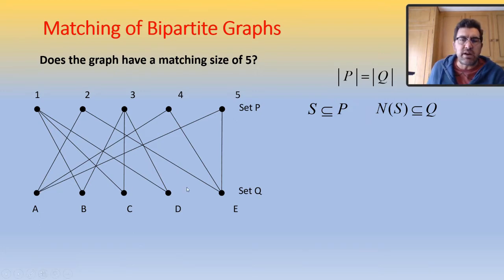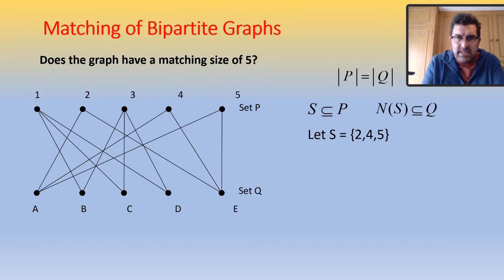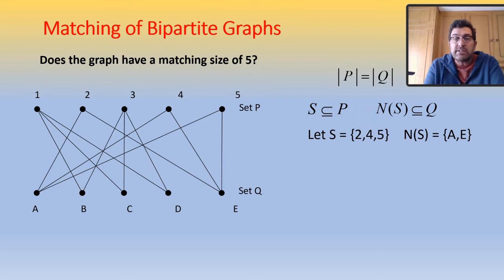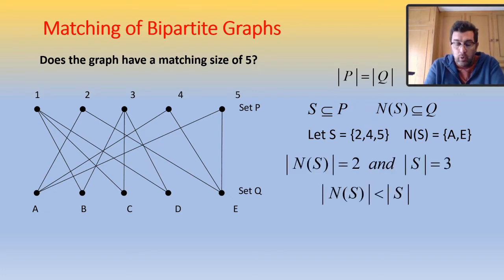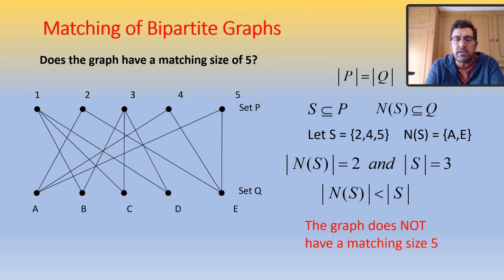Vertex 2 goes to A and E, vertex 4 goes to A and E, vertex 5 goes to A and E. We have a problem, Houston. There are 3 elements in set S, and the neighborhood only contains 2 elements. So again it violates Hall's marriage theorem. The cardinality of NS is 2, the cardinality of S is 3. So yes, confirmed, if the sets are swapped around, it still does not have a matching of size 5. Okay, I hope it starts making sense to you.